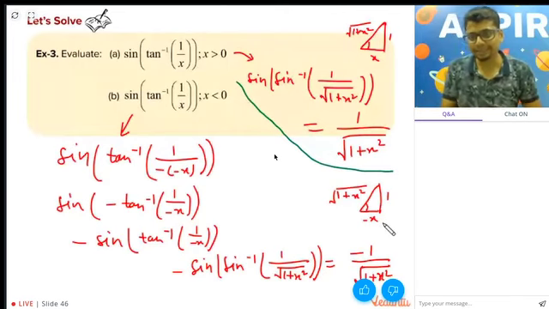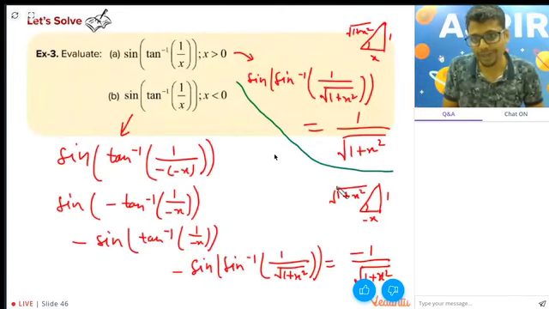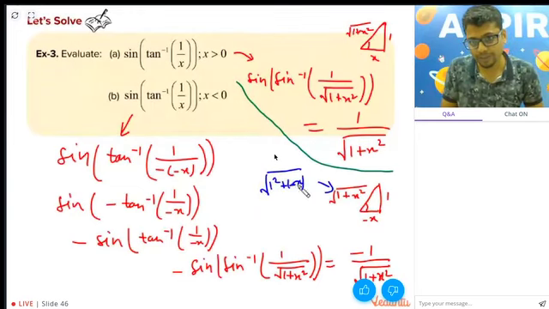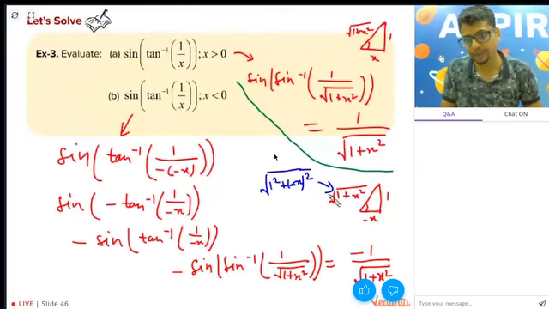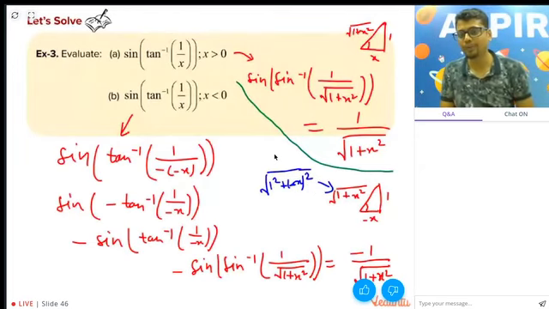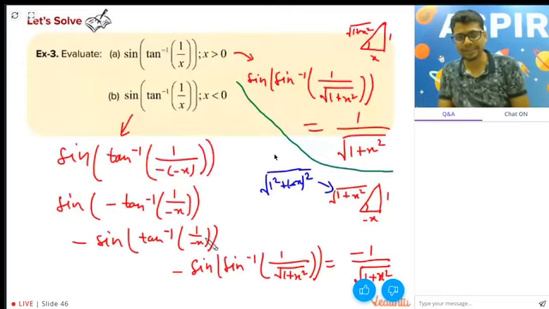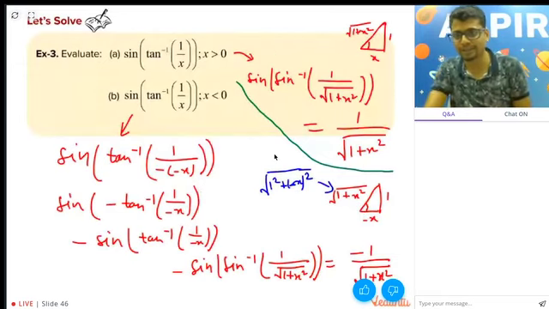See, maybe you are getting confused here. It is under root perpendicular square plus base square. So base is minus x whole square, so it becomes 1 plus x square only. I hope, Norman, it is clear. Maybe you are asking here. Otherwise, I am not sure what you are asking.